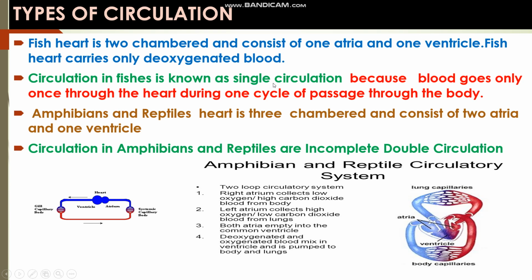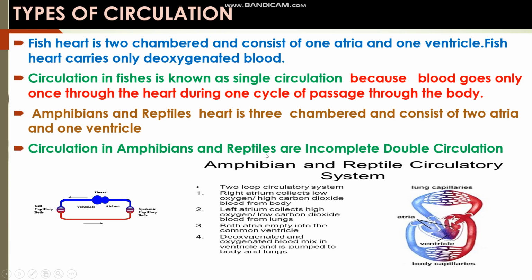And the circulation in fishes is known as single circulation because blood reaches the heart only once during a cycle. So you know that the heart of fishes is two-chambered, consisting of one atrium and one ventricle. From the heart, impure blood or deoxygenated blood is taken to the gills for oxygenation. After oxygenation, the pure blood is then taken to different parts of the body where the blood gets deoxygenated, and this blood is then taken back to the heart. This is the reason why fish heart carries only deoxygenated blood.